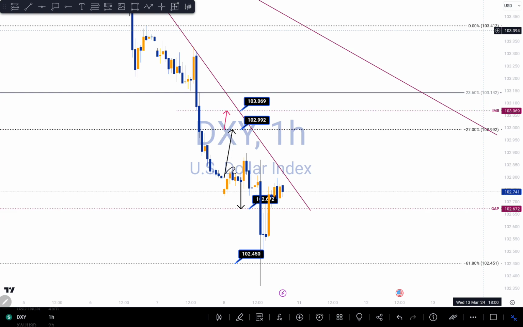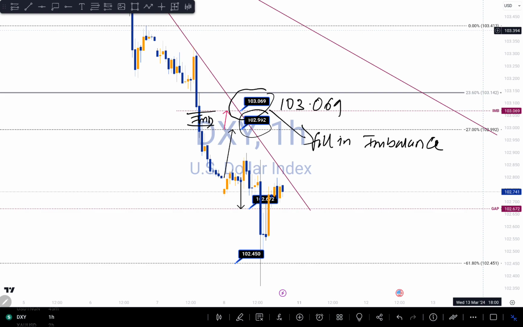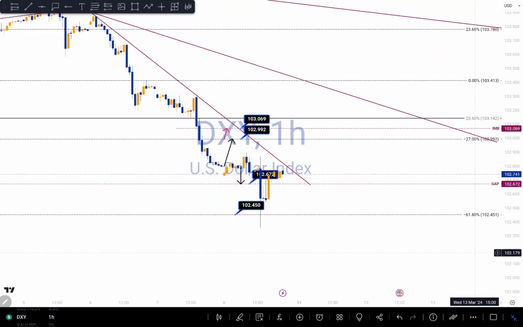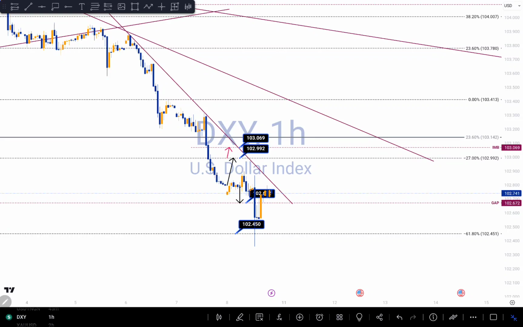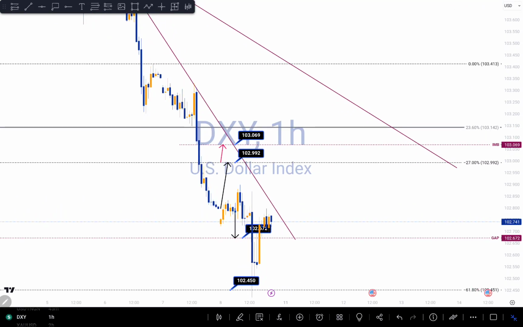Another scenario was that in case we get to this right here and we still see momentum of buy, then there's a possibility it might come to 103.069 to fill in the imbalance. As we can see, there is an imbalance right here, candle right here, right? So that was my initial thought, that we might push up around that area. And another reason why I saw it is because we can see this candlestick, right?